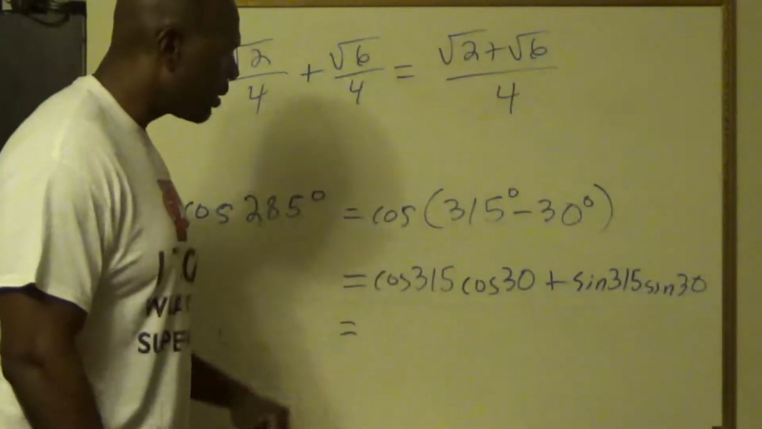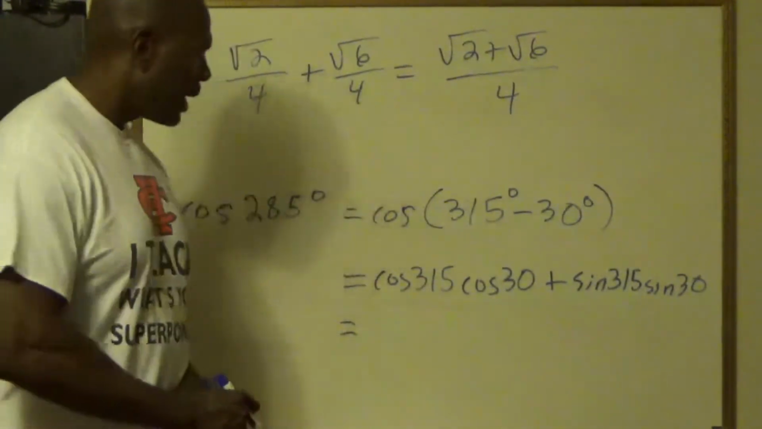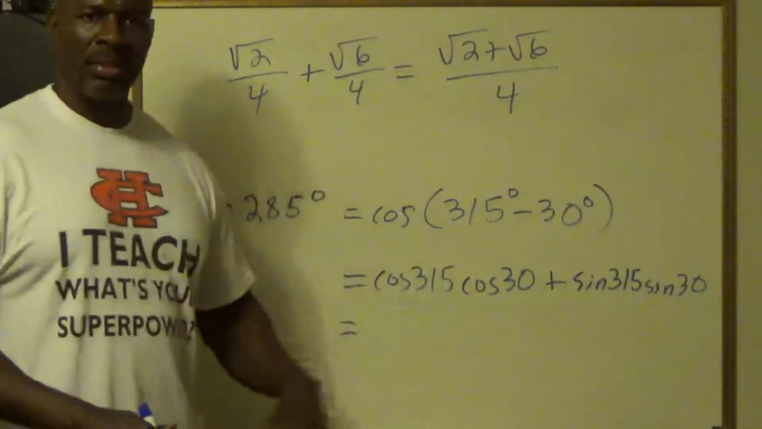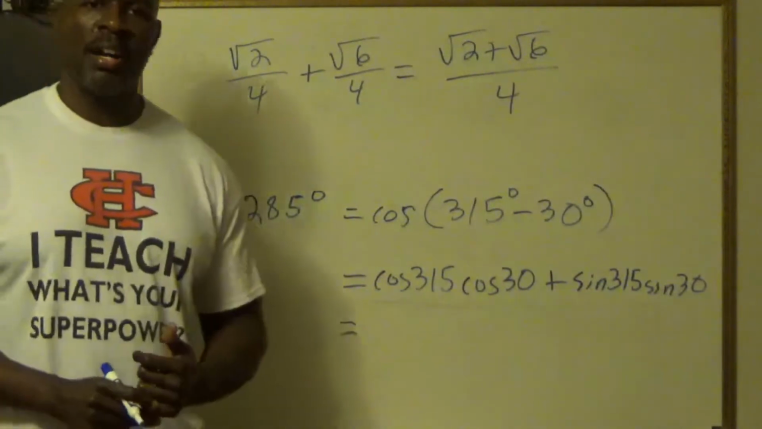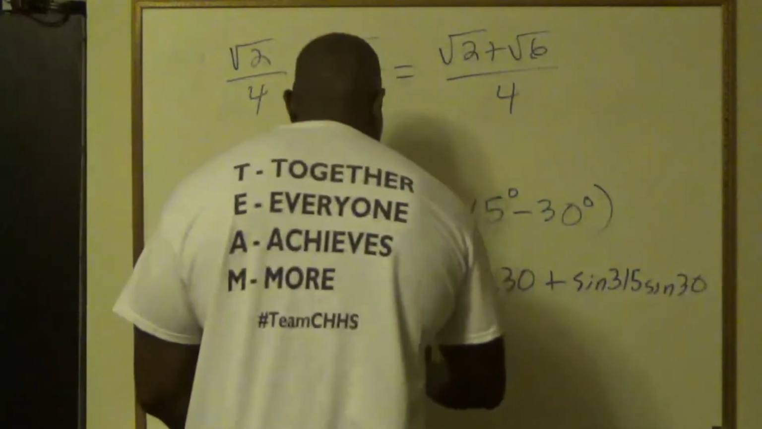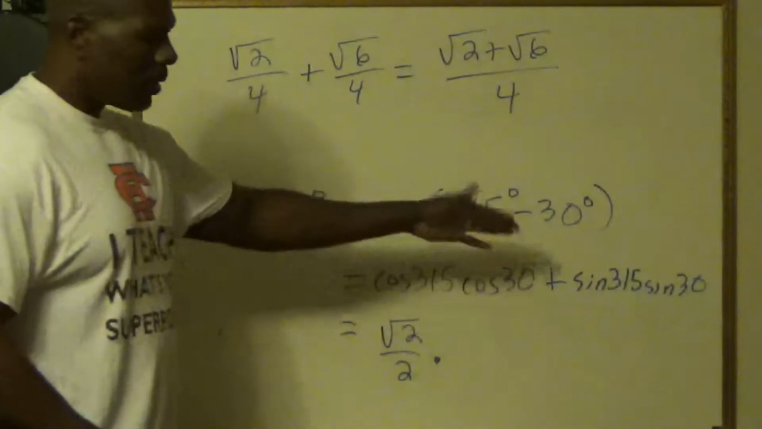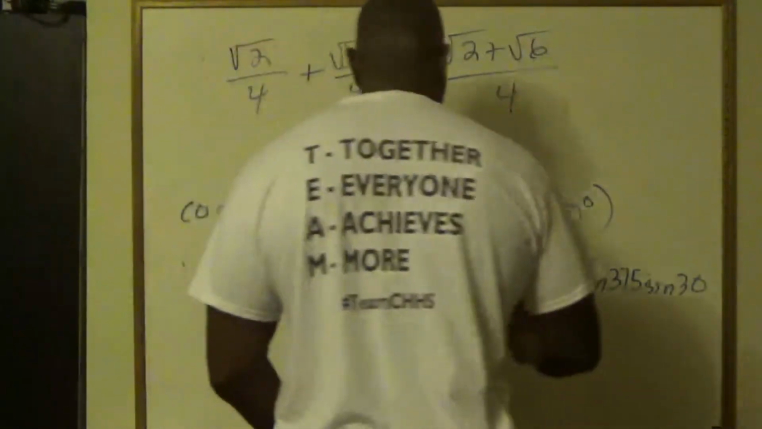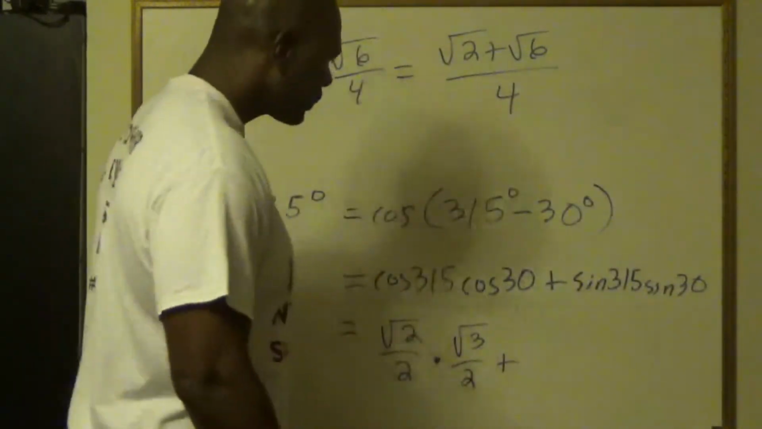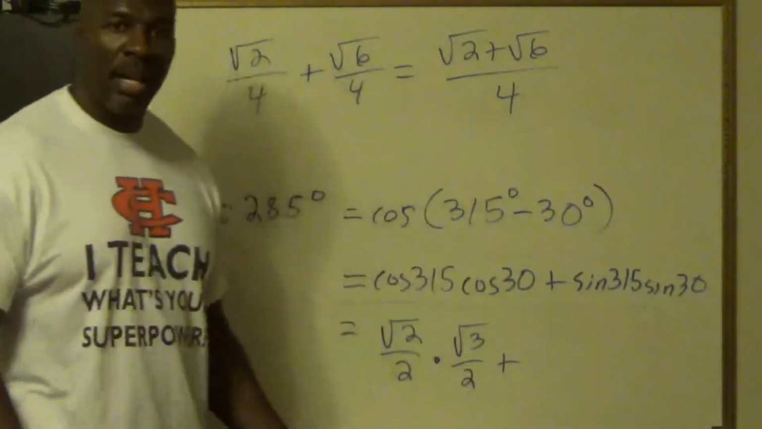All right, so the cosine of 315. So 315 has a reference angle of 45. And 315 is in quadrant 4. Cosine is positive in quadrant 4. And the cosine of 45 is the square root of 2 over 2. So therefore the cosine of 315 is positive square root of 2 over 2. Now cosine of 30 is the square root of 3 over 2. It's in quadrant 1, so of course it's going to be positive. Plus.